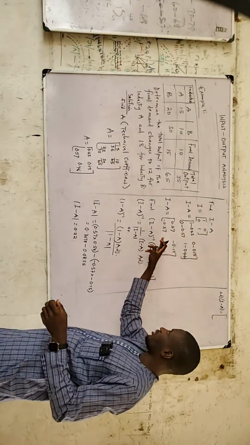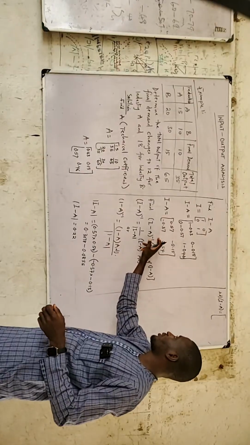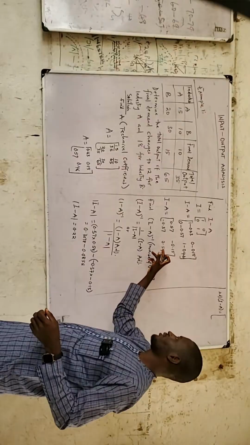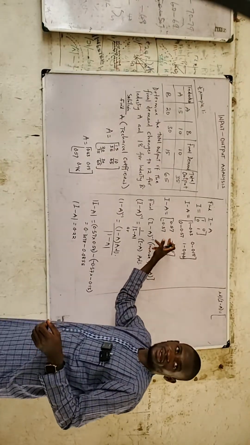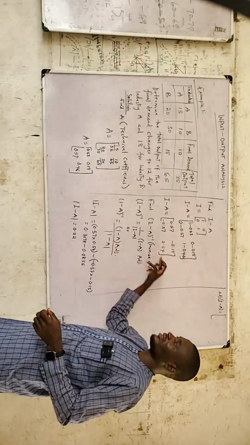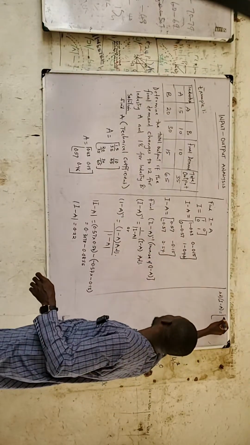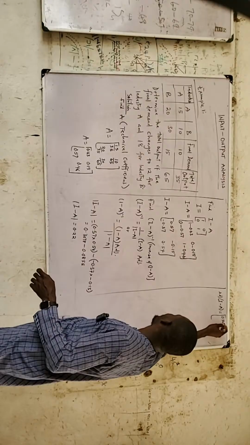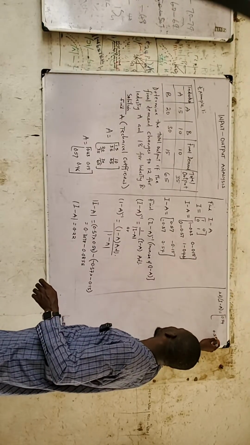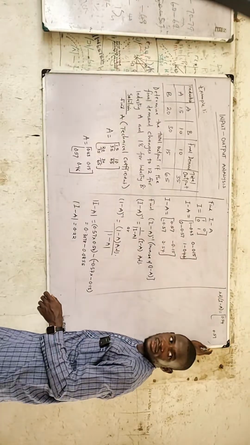Look at the matrix here. This is the matrix. You interchange the elements on the major diagonal. That is, this one will come here, this one will come down. You have 0.54, 0.57.